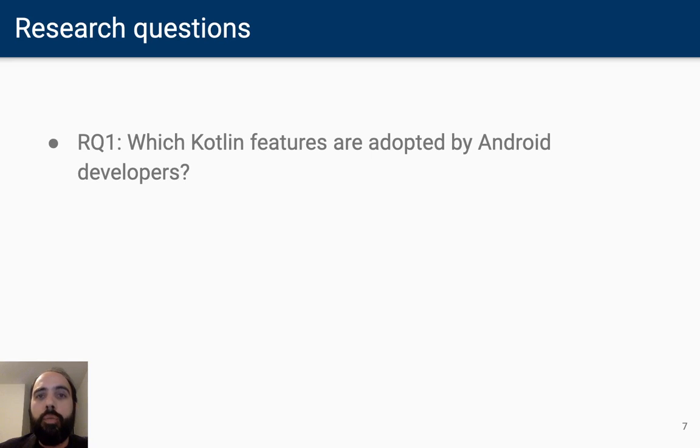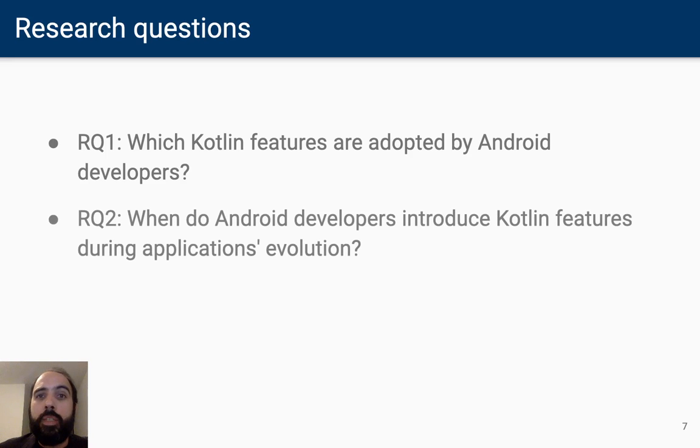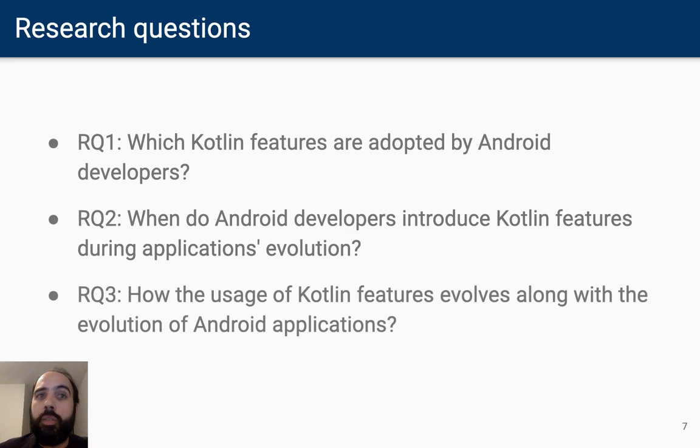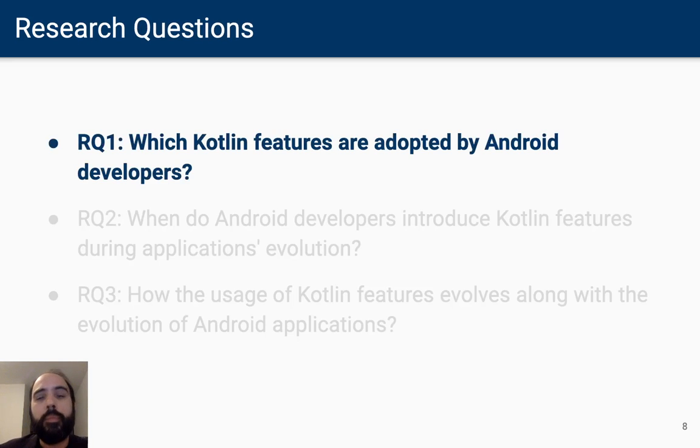Research question 1: Which Kotlin features are adopted by Android developers? Research question 2: When do Android developers introduce Kotlin features during application evolution? Research question 3: How does the usage of Kotlin features evolve with the evolution of Android applications?